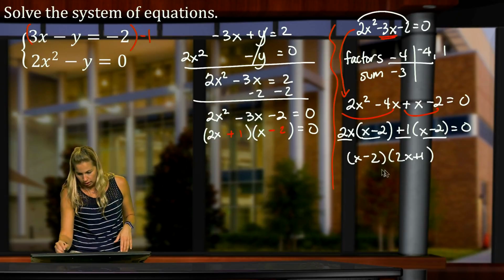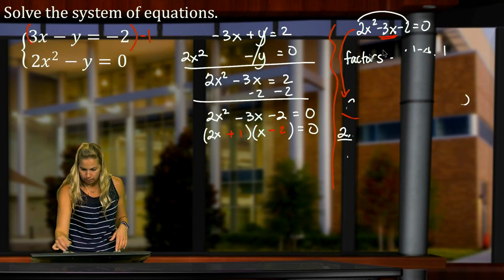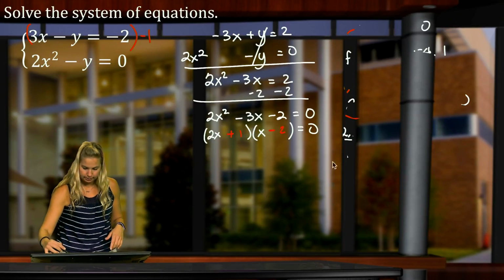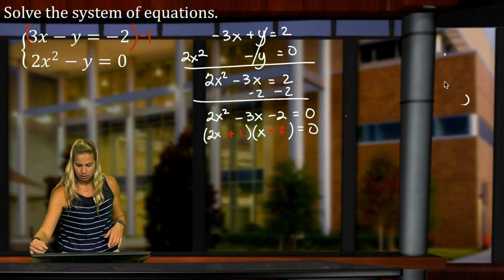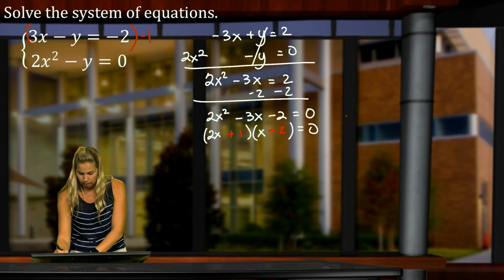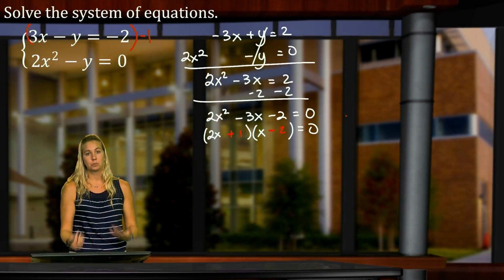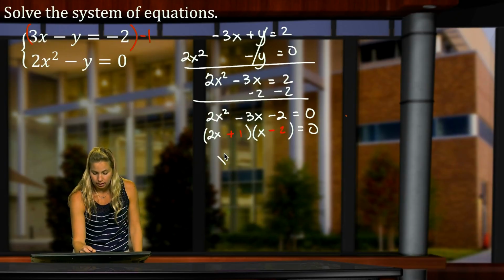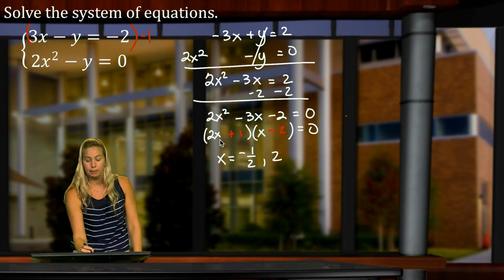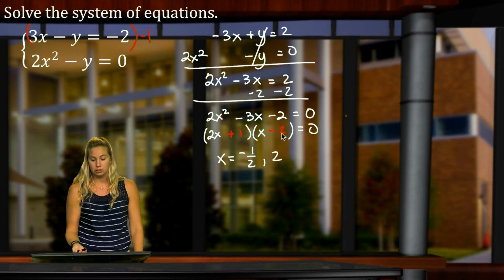I'm going to erase this. Get back to the problem at hand. All right, so we've got our factors. We can find our values of x. x equals -1/2 and x equals +2 by setting each of our factors equal to 0.